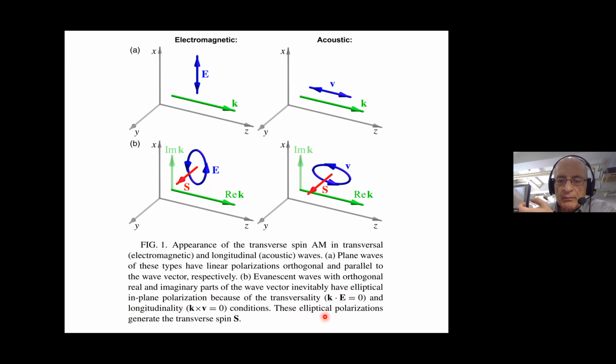These elliptical polarizations generate the transverse spin S. So this is intrinsic from the Maxwell equations. You go from the bulk here to the edge state. So this is a summary of the origin of this transverse spin, looking at the transversality condition, Maxwell equation, and the longitudinal one for the waves.